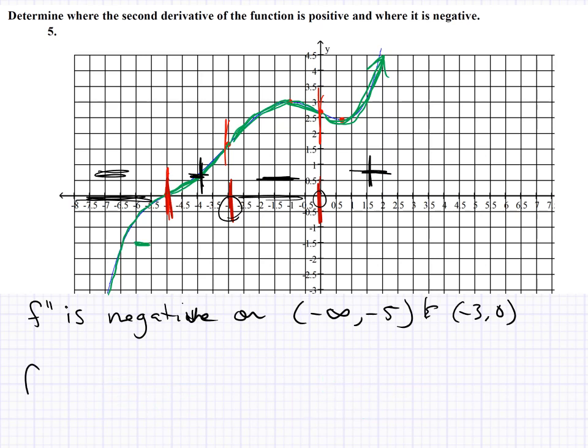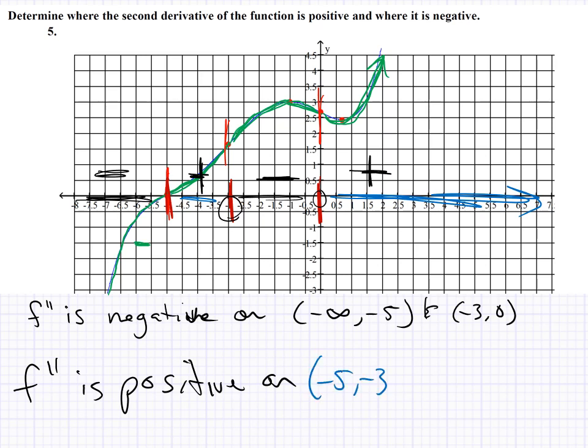Now, f double prime is positive on this interval and this interval, which goes all the way down. And so this interval is from negative 5 to negative 3. And this interval goes from 0 all the way up to positive infinity.